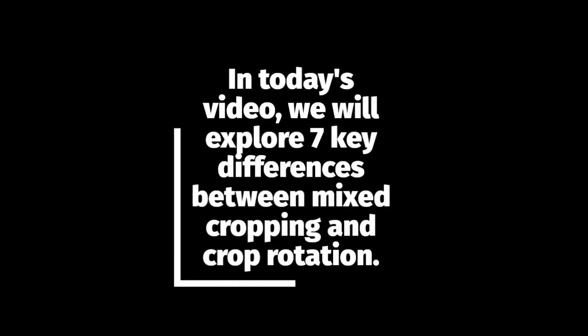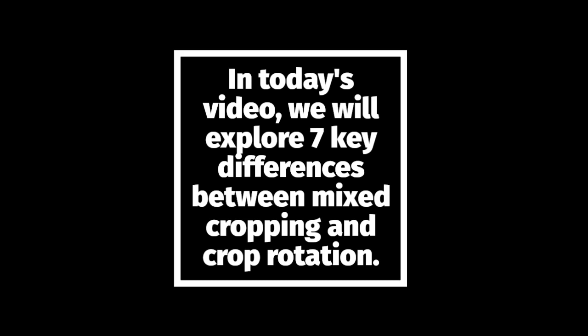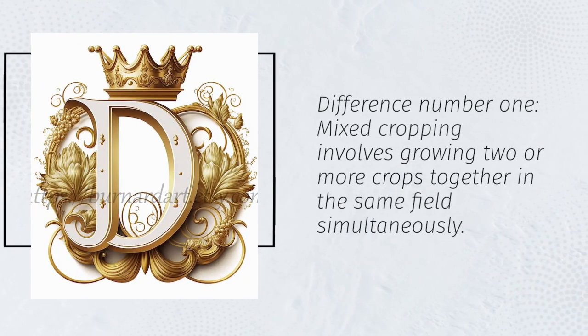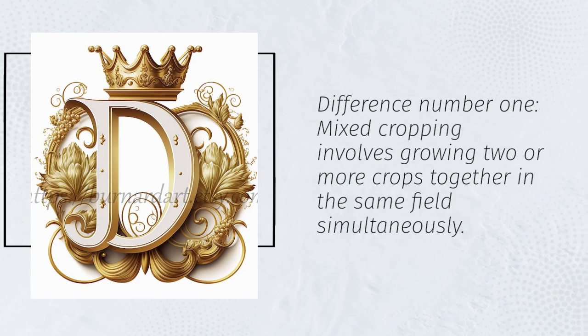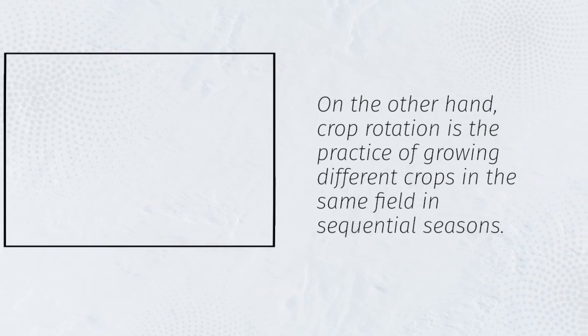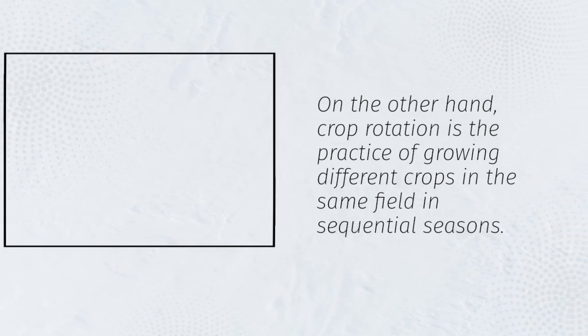In today's video, we will explore 7 key differences between mixed cropping and crop rotation. Difference number 1. Mixed cropping involves growing 2 or more crops together in the same field simultaneously. On the other hand, crop rotation is the practice of growing different crops in the same field in sequential seasons.